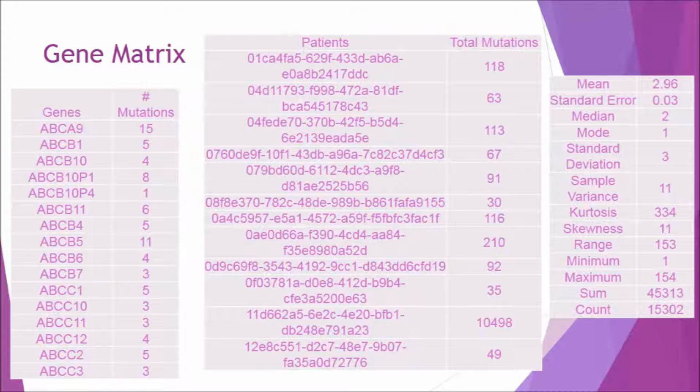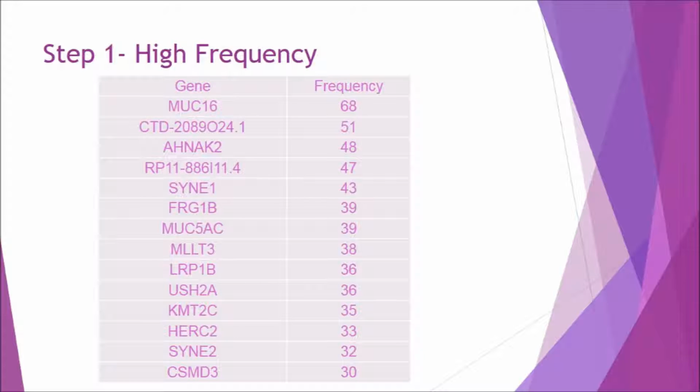So this is actually important because I use this in my statistical analyses. This is just a side note for now. Here is the high frequency step. What I did here was I used my gene matrix and I ordered all of these genes based on their mutations from highest to least. And this is where I got my high frequency gene list, and I took the top 100 as this list.